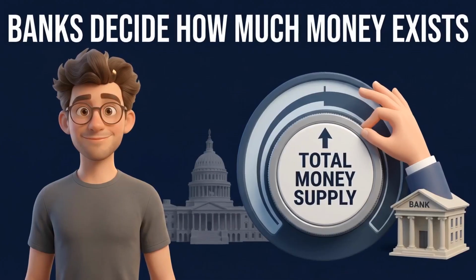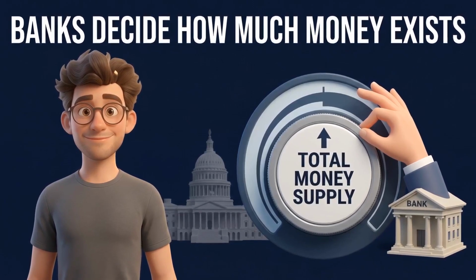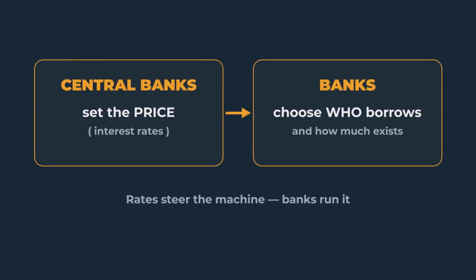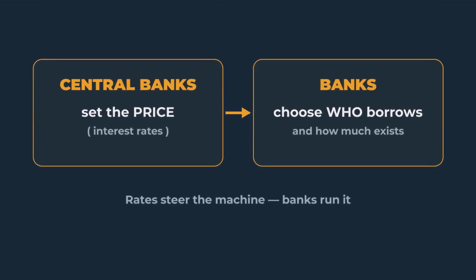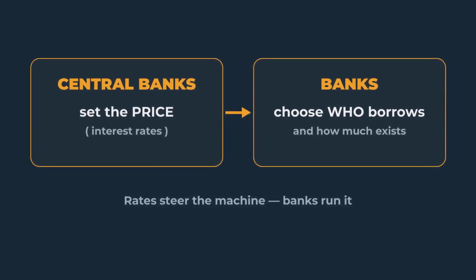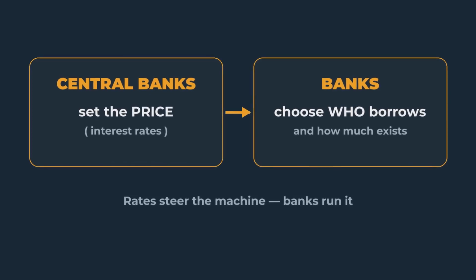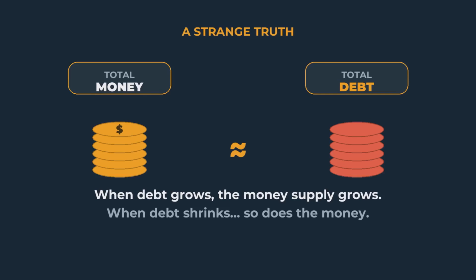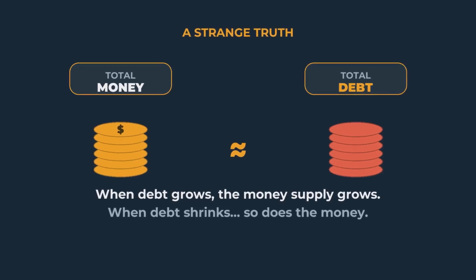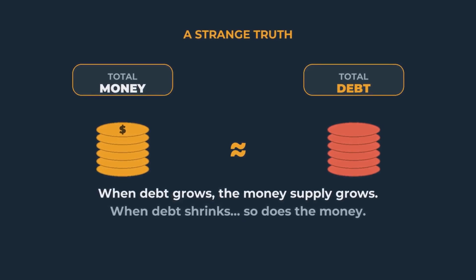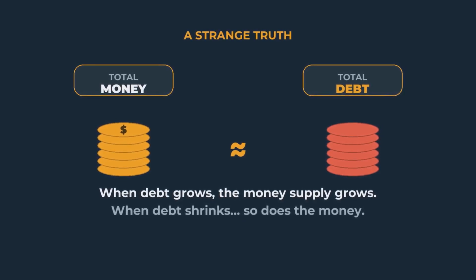So if banks create money when they lend, then banks, not governments, largely decide how much money exists. Central banks set interest rates, the price of borrowing, which granted has a massive impact on whether people and businesses take out a loan or not. But it's commercial banks that choose who actually gets loans and how big they are. And a natural conclusion of this is that the total money in existence is roughly equal to the total debt in existence. When debt grows, the money supply grows with it.